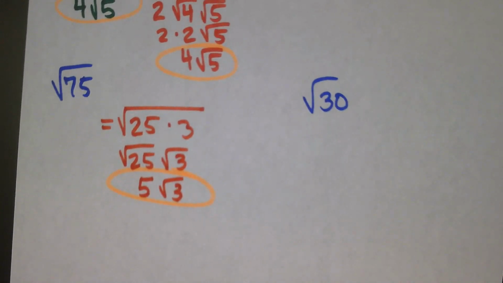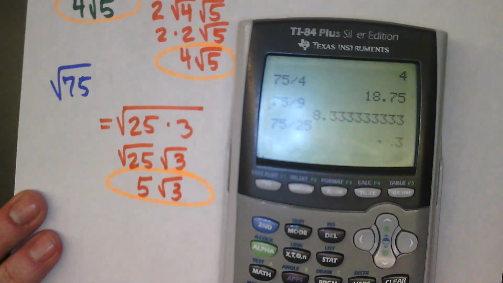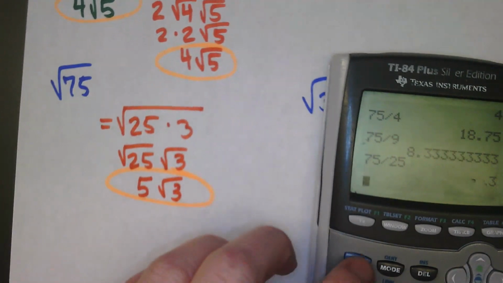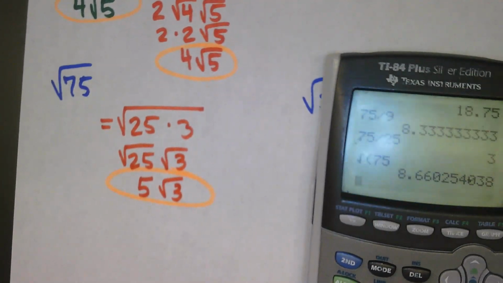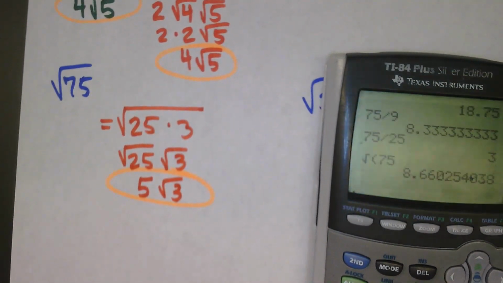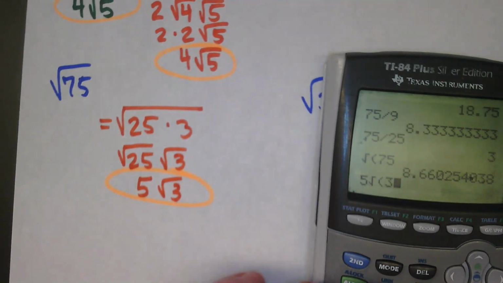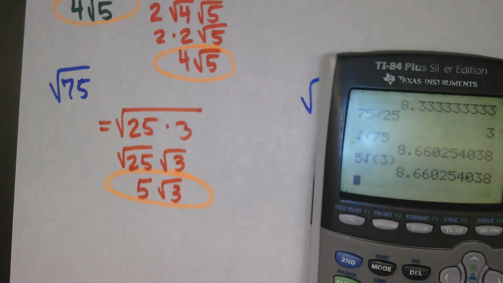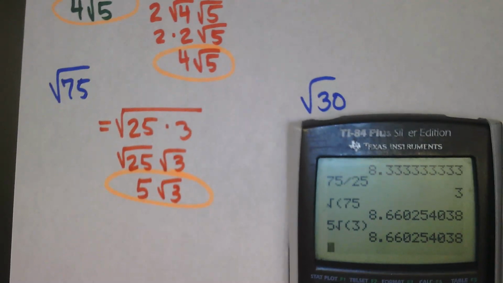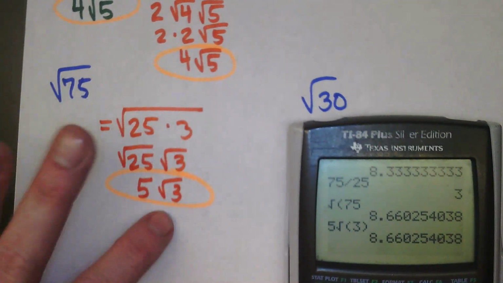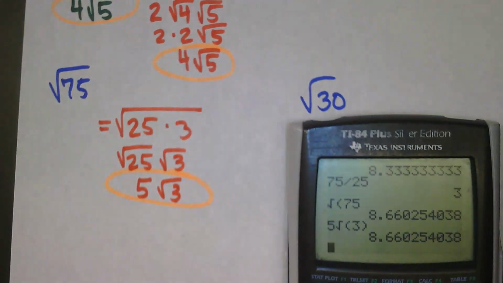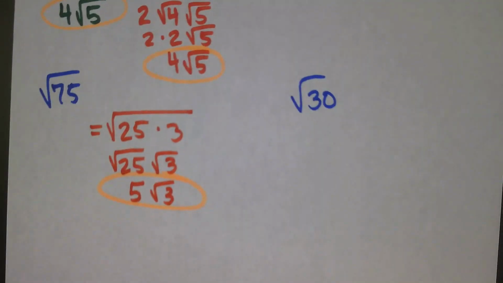And again, the calculator will verify that these two things are equal. The square root of 75 is this decimal, 8.66, and then of course a bunch more. If I do 5 times the square root of 3, you'll see we get the same thing. It is the same decimal equivalent. Okay, so they are equal. That's just the simplified version. You pull out the perfect square factor.